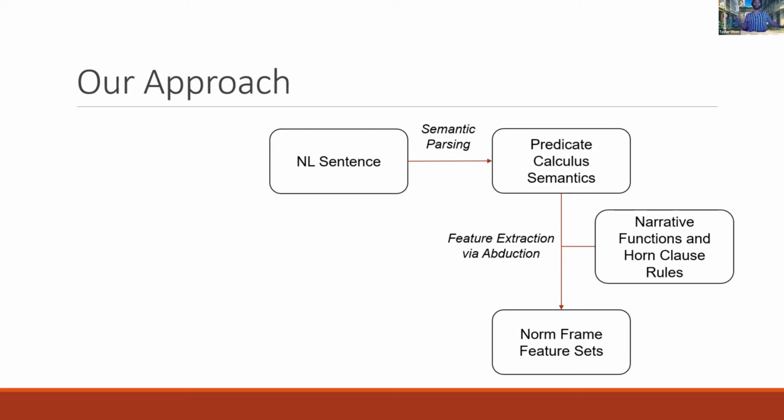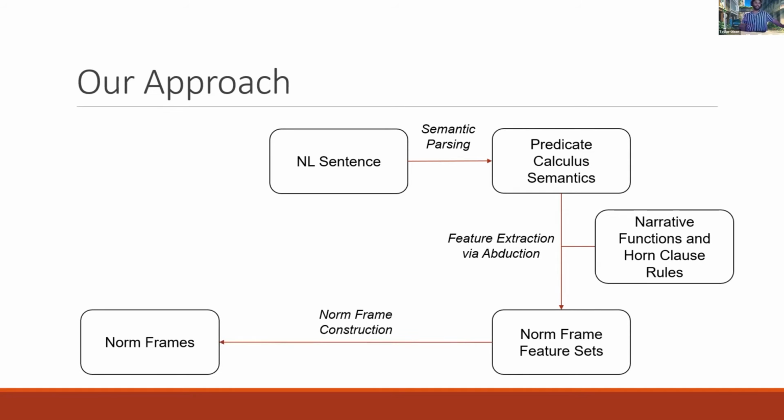We do this through narrative functions, which in this context are, I guess, speech acts. So detecting if this sentence is actually providing a norm or giving evidence for a norm. And we compute the narrative functions via Horn clause rules. And this process results in norm frame feature sets.